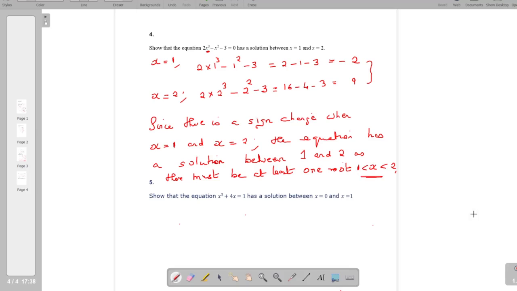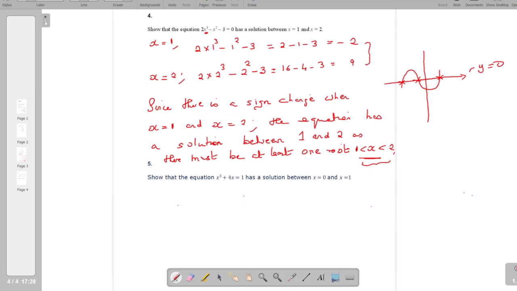Because this graph looks like this. It's a cubic graph. Cubic graphs look like this. They cross the x-axis, which is y is equal to 0, at 3 places. So at least one of these places must be between 1 and 2. That's what it means.